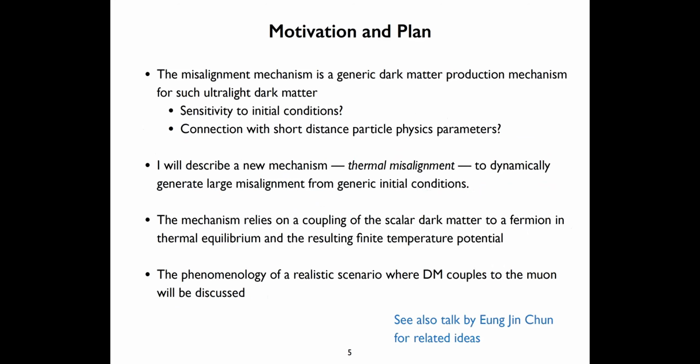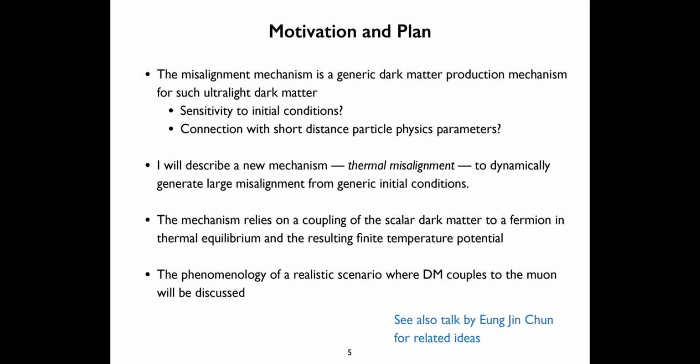So when we usually talk about ultralight scalar dark matter, we think about the misalignment mechanism as a sort of generic dark matter production mechanism. Just as a point of comparison to what we do, I'll bring up these two points perhaps, which are possible sensitivity to the initial conditions, as well as a question of how to connect the abundance with short distance particle physics parameters. And in contrast, in our mechanism, what we'll see is that the dark matter abundance and the misalignment is dynamically generated from generic initial conditions. I'll say exactly what I mean by generic a little bit later.